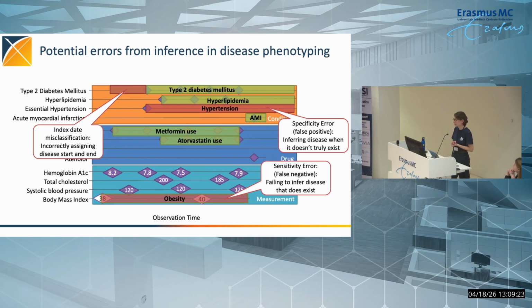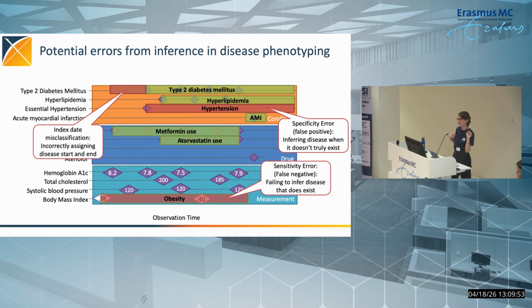For example, the first one I already told you, for type 2 diabetes, imagine that you are just using codes from conditions to define type 2 diabetes, without looking at the treatments or the measurements. Instead, you will have defined the start of type 2 diabetes with the first record of the condition.